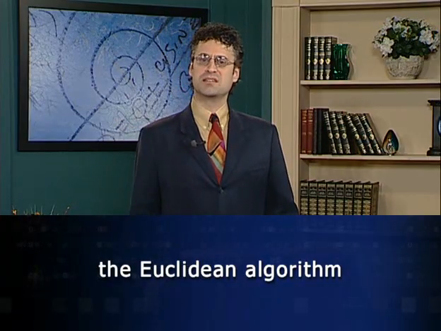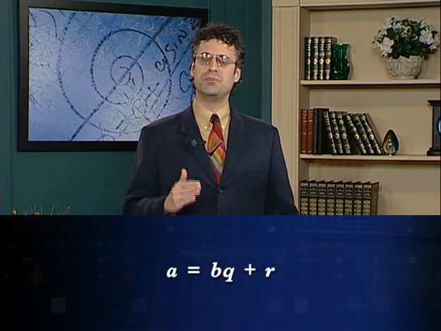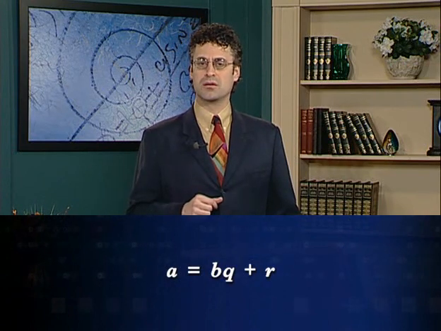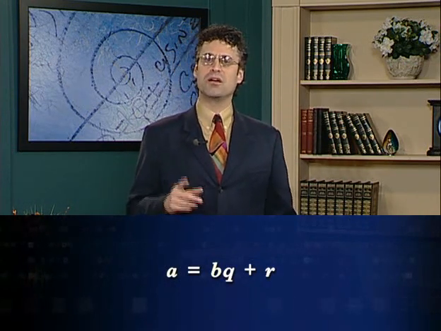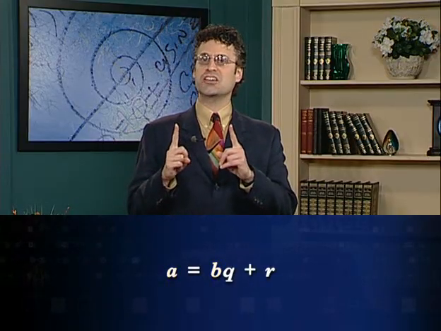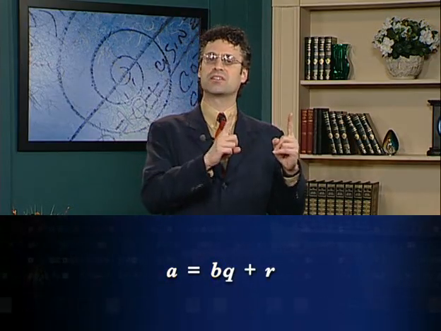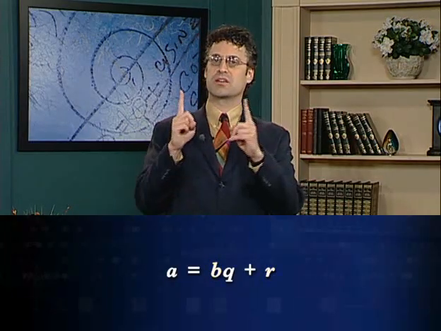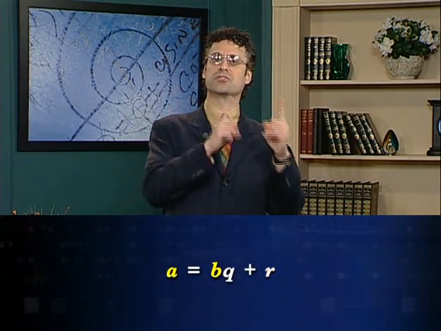Now, the algorithm is based on an important fact, and I want to share the important fact with you right now. Whenever we're given the equation that A equals B times Q plus R, then the greatest common factor of A and B is actually identical to the greatest common factor of B and R. So the greatest common factor of A and B is the same as the greatest common factor of B and R. And just using this fact, we can repeatedly apply the division algorithm to a divide and conquer method in order to work our way to the greatest common factor of two numbers.